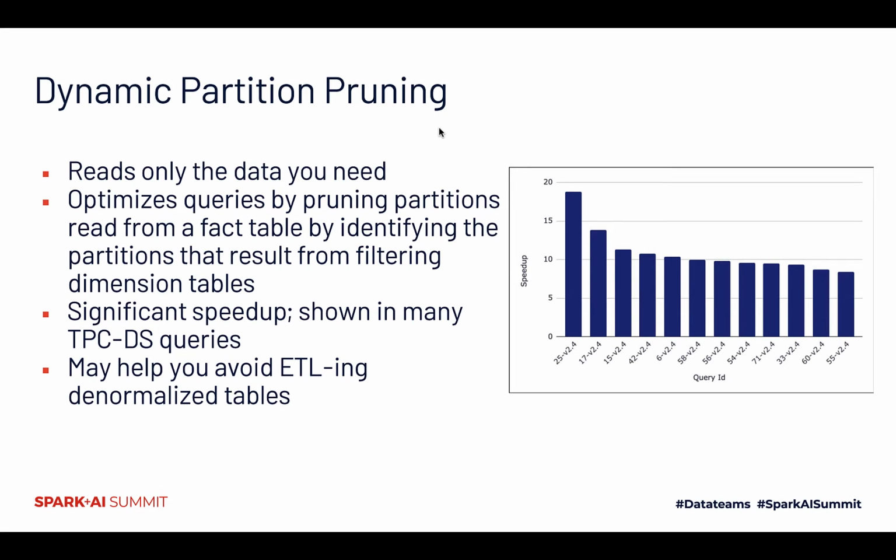If you look at how we do in the TPC-DS query benchmark, you'll notice a number of our queries got very large improvements. One of them got, in fact, a factor of 18 in terms of improvements. Others got improvements of 8 to 10 times. This is huge.